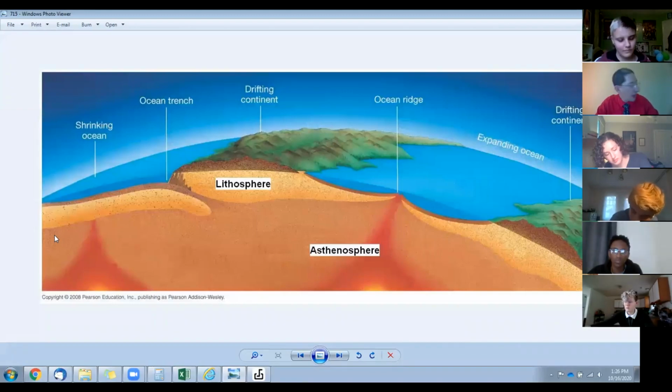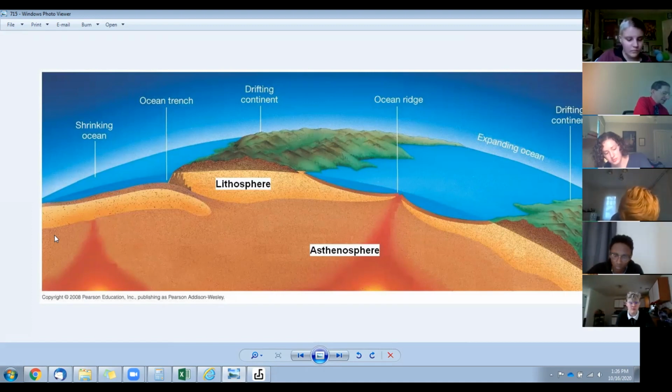Okay? So let's talk about the asthenosphere. And riding on top of that is the lithosphere, which is the technical word for the crust. I'll just write that here.